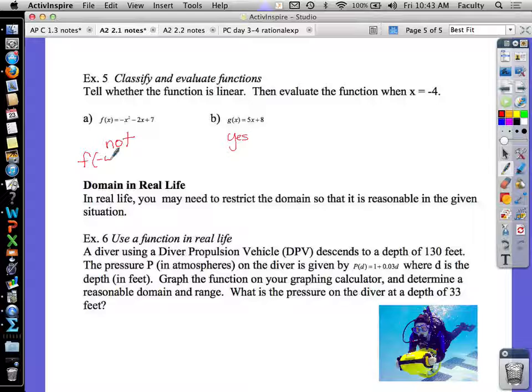Then it says evaluate the function when x is -4. So let's look at f of -4, and what that means is everywhere you see the x, we're going to replace it with a -4. Now remember, on day 1 we reviewed, please excuse my dear Aunt Sally. So I'm going to do my exponent first.